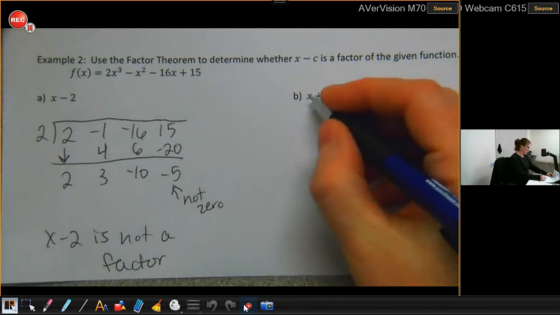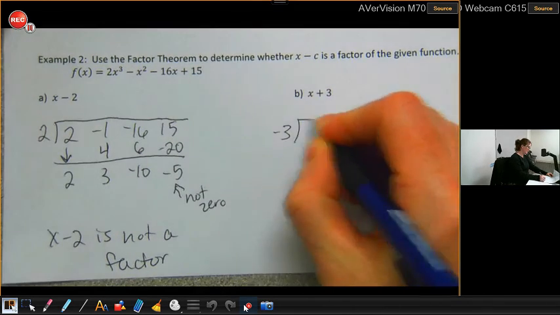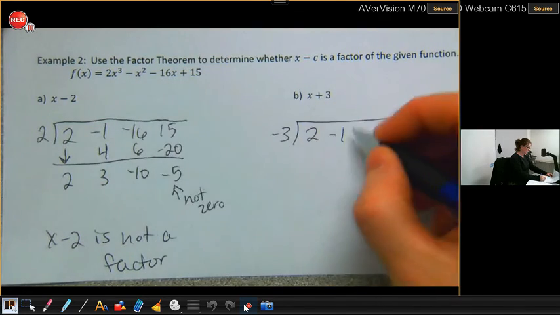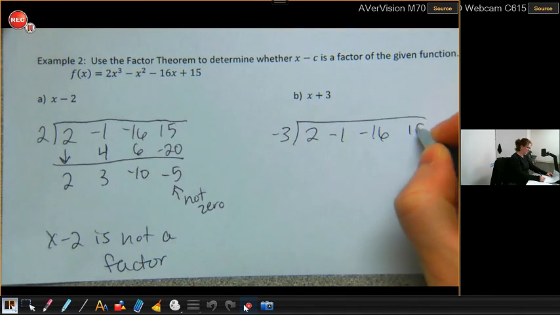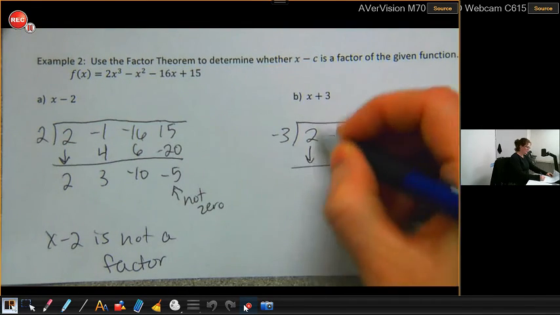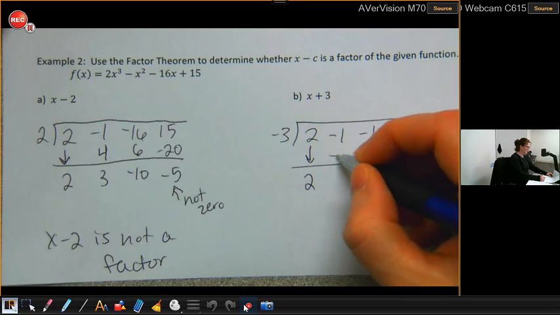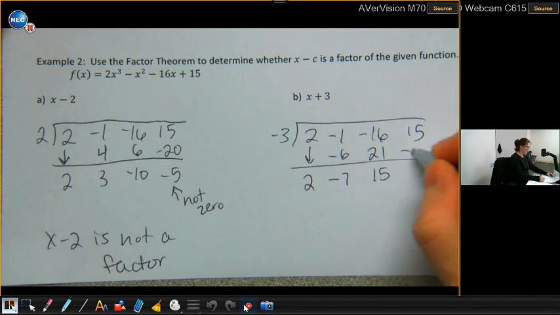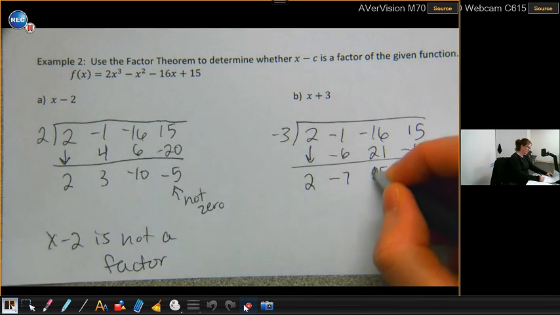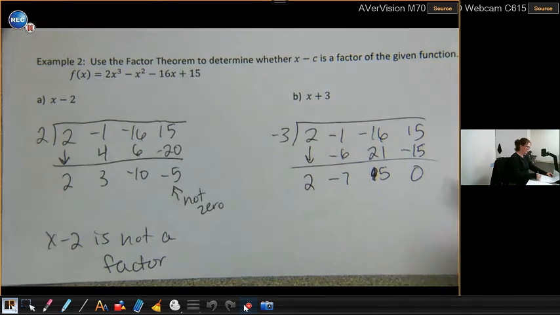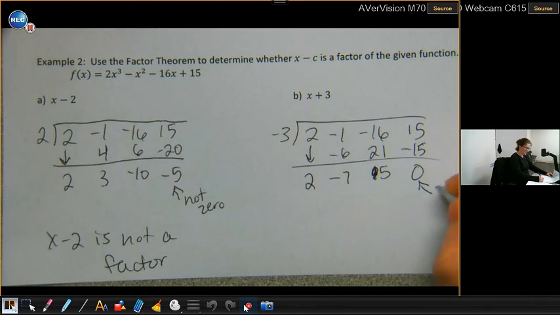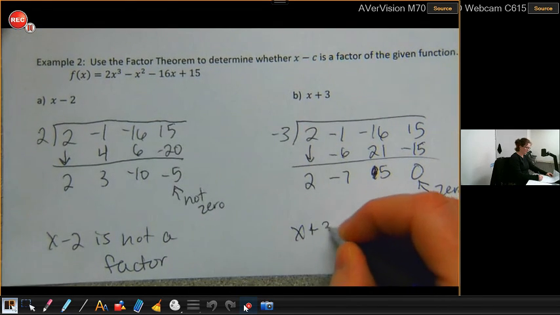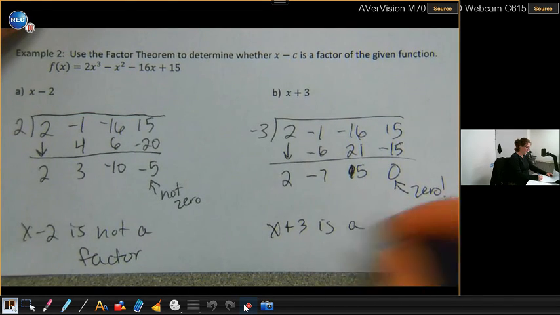Now we check x plus 3, so I do opposite sign, the same polynomial, so I'm using the coefficients and running through synthetic division. Oops, just 5. Since this is 0, we can say x plus 3 is a factor.